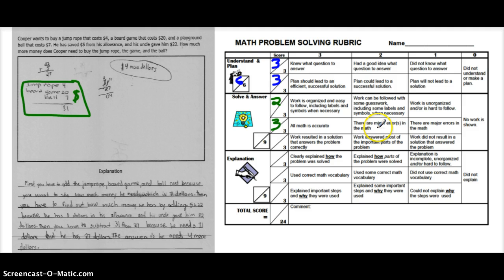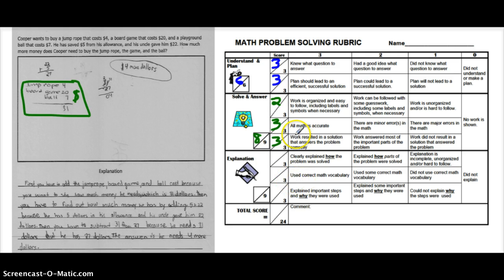If you got an answer that caused you to get part of the problem wrong, but most of it, it would be a 2. Or if the problem is completely wrong, but you knew what you were doing, then it would be a 1. For the last part of the solve and answer section, it is all about the correct answer. In this case, the student got the correct answer. So they would get a 3, for a total of an 8 for the solve and answer section.